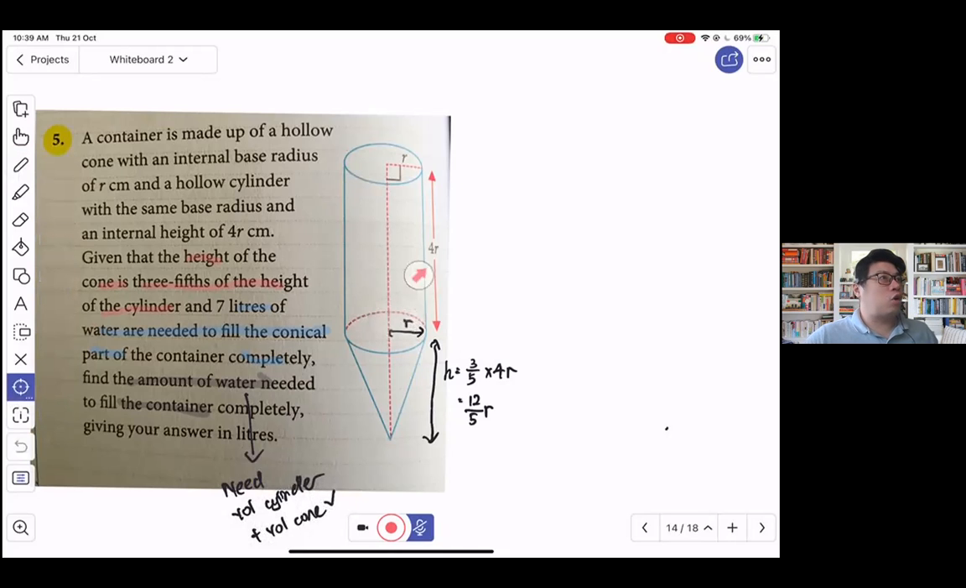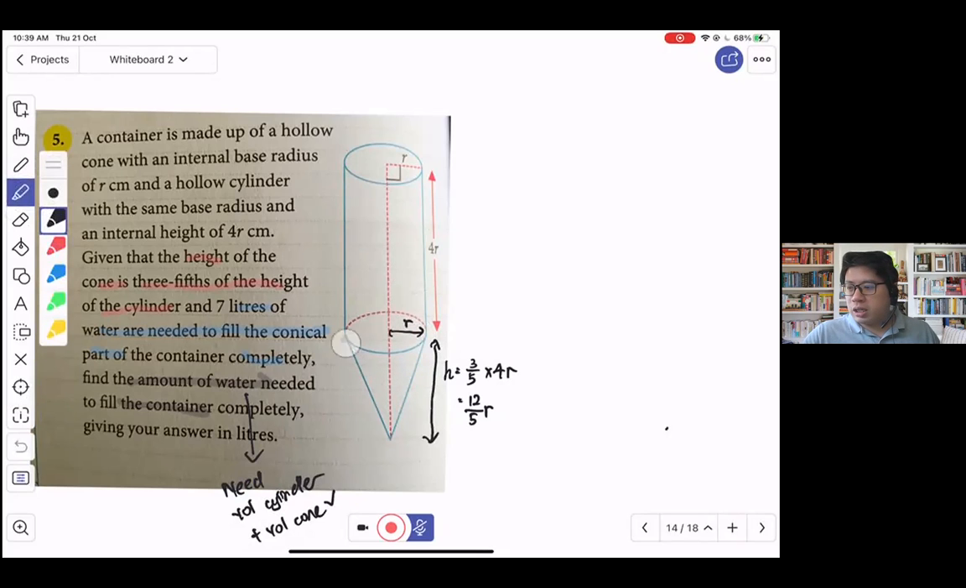So let's look at the volume of the cylinder. You have r, you have 4r, but is it enough? Do you give the answer as a variable? Of course not, right? So if you need the volume of the cylinder, the next thing you need to find is what is r. You need to find what is r. The cylinder doesn't seem to give me anything, right? So let's look at the cone.